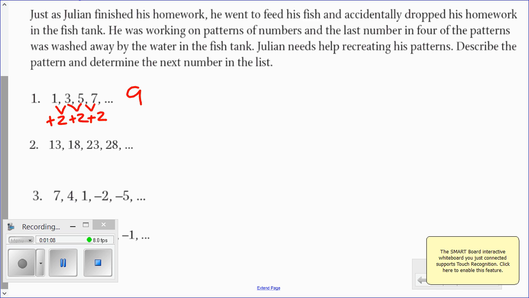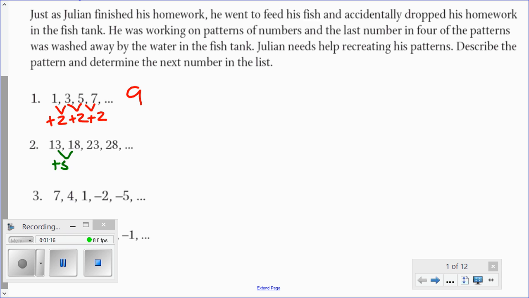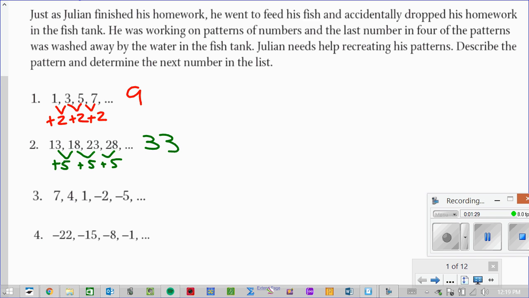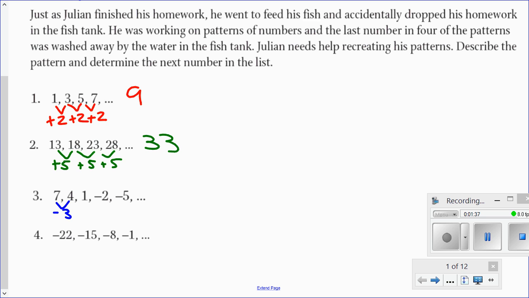How about number 2? What's the pattern there? Stephanie? You're adding 5 to every number. So plus 5, plus 5, plus 5. Our next number would be 33. All right, how about number 3? Tina. You subtract 3 every time, the next number would be negative 8. All right, so minus 3, minus 3, minus 3, minus 3, negative 8, and then our last one.